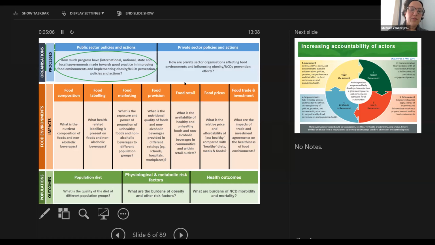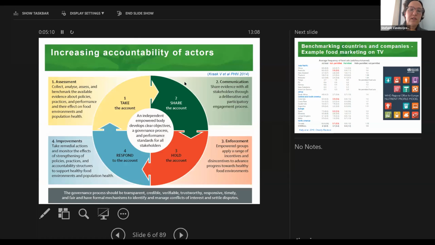The whole idea of INFORMAS and of doing this monitoring and benchmarking is ultimately to increase accountability of actors. The data that is collected aims to contribute to taking the account, sharing the account, holding the account, and responding to the account, so all steps of the accountability cycle.